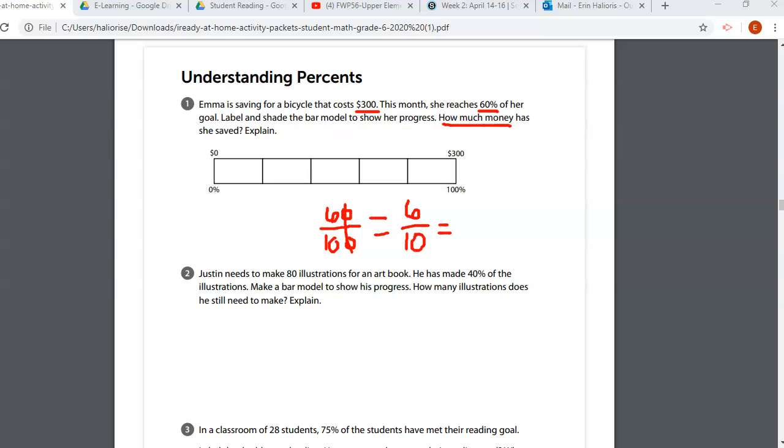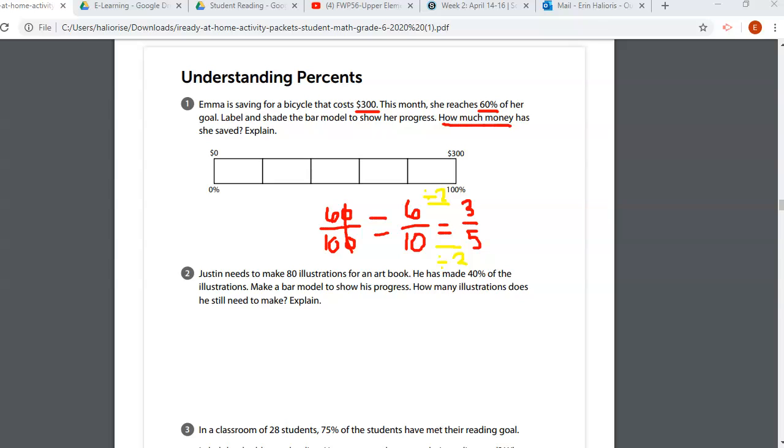And then we can reduce it even further and divide the numerator and denominator by 2 because we know they're both even digits, so they both are divisible by 2. And we can get 3/5.